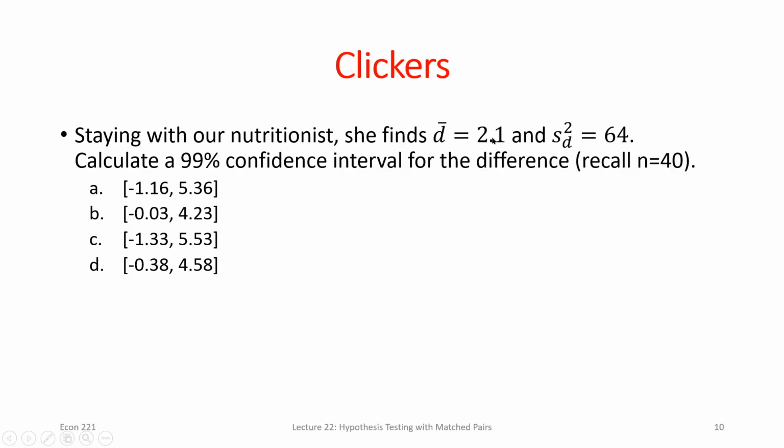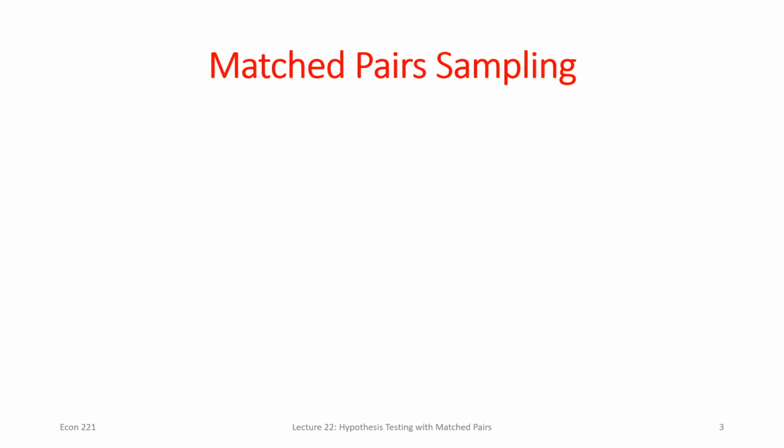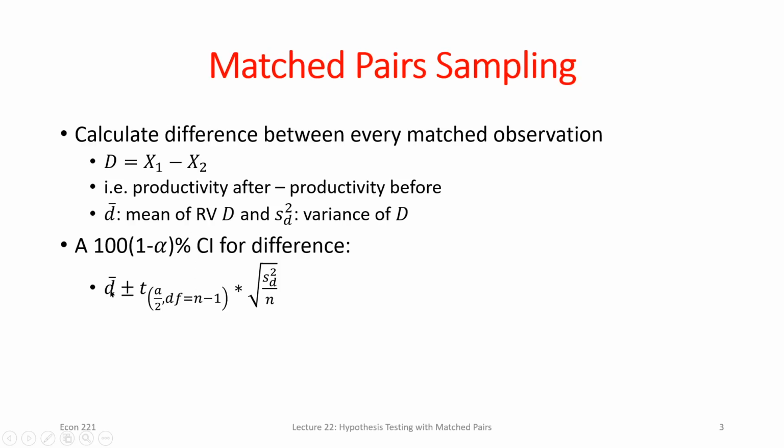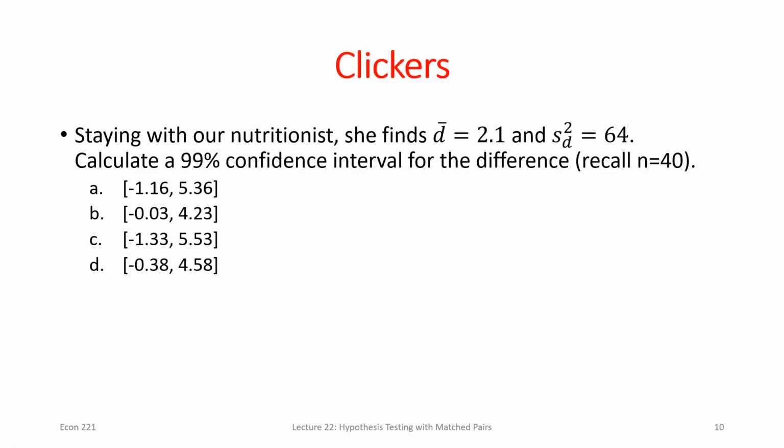So I found this average difference of 2.1, and I've got the variance of 64. So the 99% confidence interval, how would I build this? Well, I've got three things I need. I know the sample size, the sample mean difference, and the sample variance of that difference. The only thing left that I need, if I go back to my confidence interval equation, is to find that t-value. My sample size is 40, and degrees of freedom is n minus 1, or sample size minus 1.